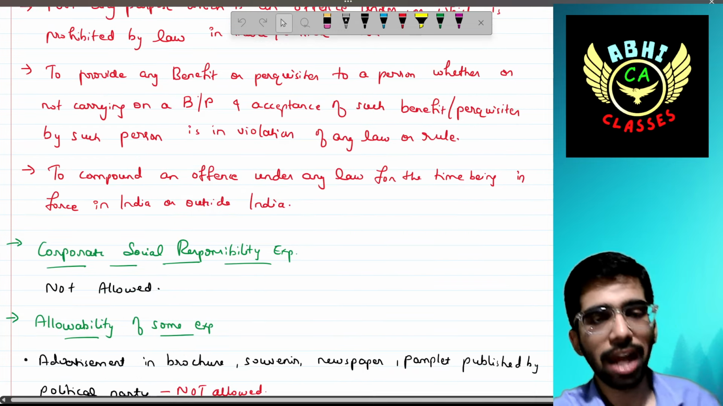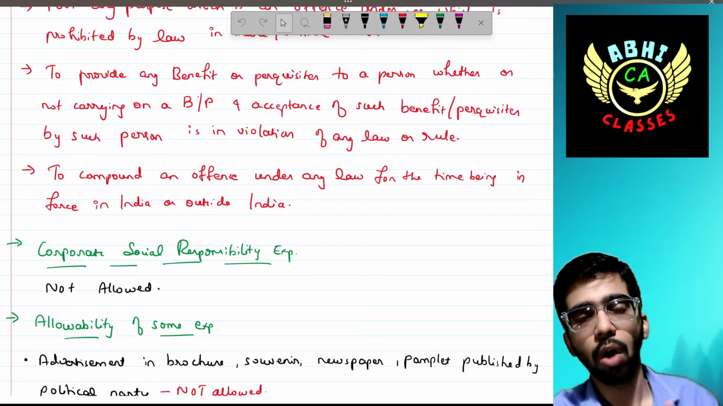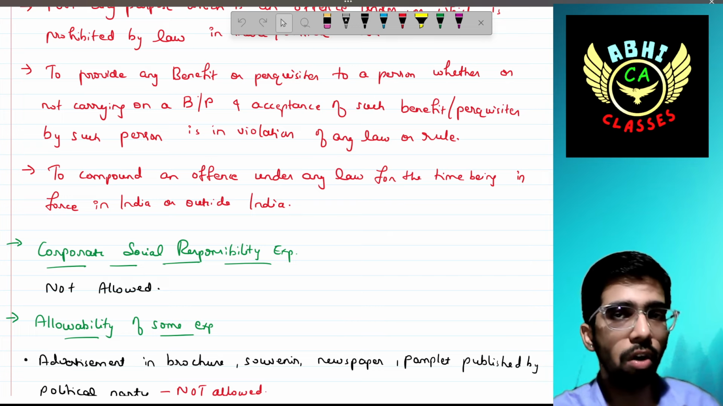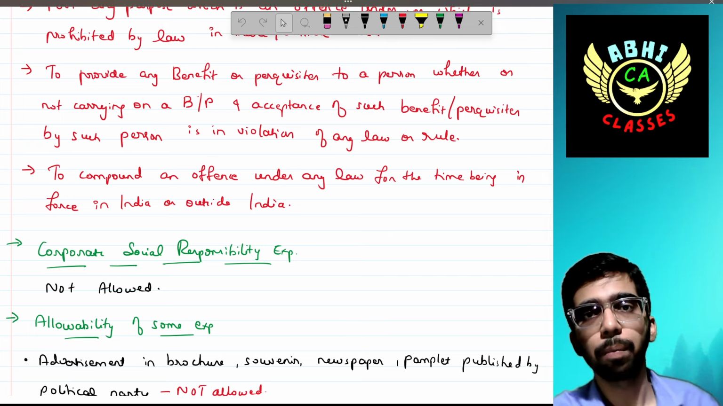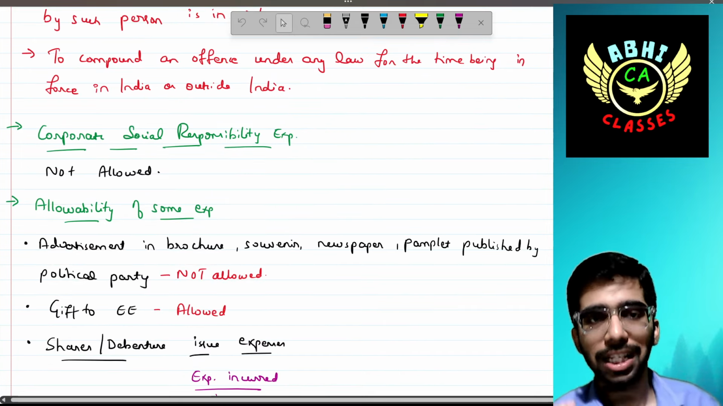And to compound any offences under any law for the time being in force in India or outside India, any expenditure incurred for the same should be ignored, should be avoided, should be disallowed. That's it. Next, corporate social responsibility expenses.